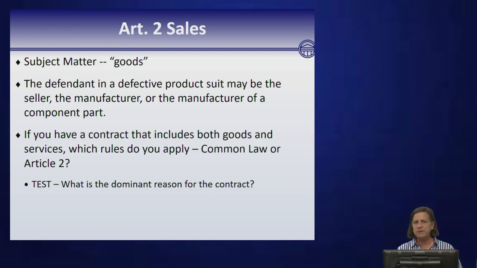Remember that the defendant in a defective product suit may be the seller. It could be the manufacturer. It could be the manufacturer of a component part. And if you have a contract that includes both goods and services, which rules do you apply? The common law contract rules or Article 2? Remember the test. What is the dominant reason for the contract?